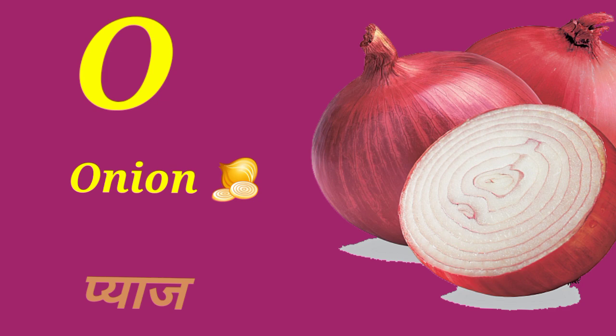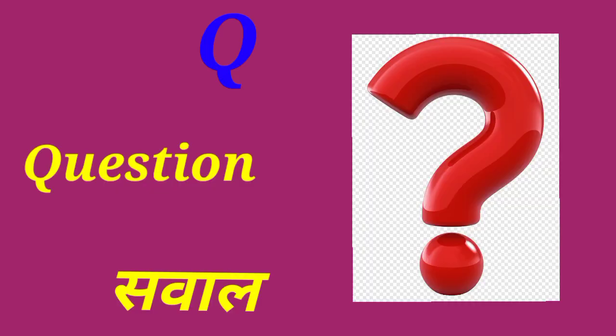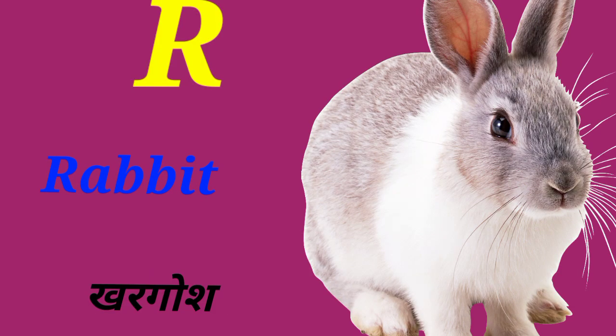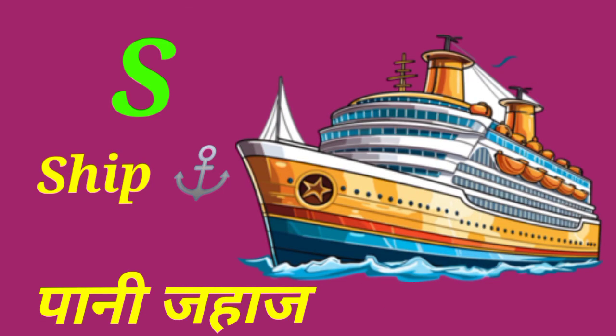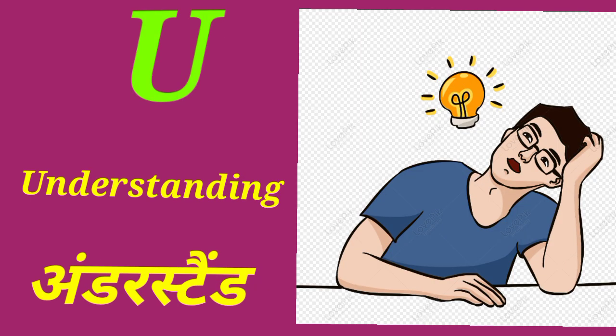O is for onion. P is for postman. Q is for question mark. R is for rabbit. S is for ship. T is for tiffin, a lunch box.